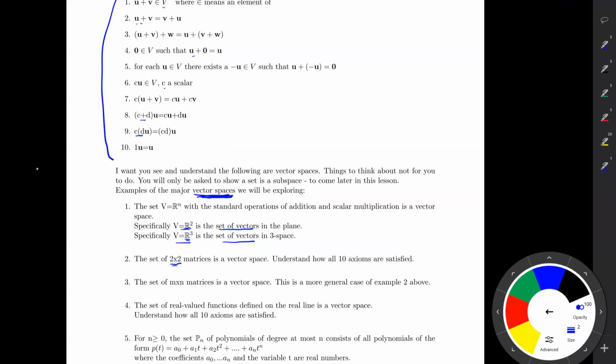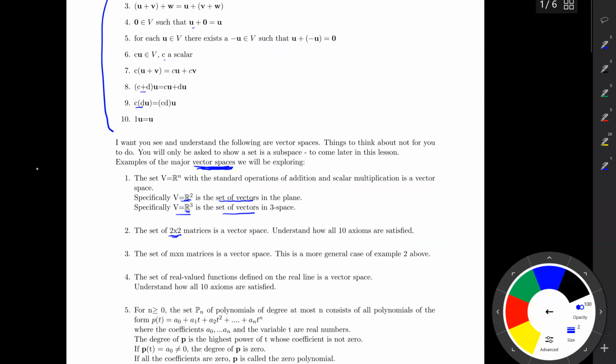The set of 2 by 2 matrices makes a vector space. Think about how we can add them. There's a negative, there's a 0, there's a 1. All the criteria are satisfied. The set of m by n matrices, it doesn't need to just be square or 2 by 2 matrices. They are all vector spaces.